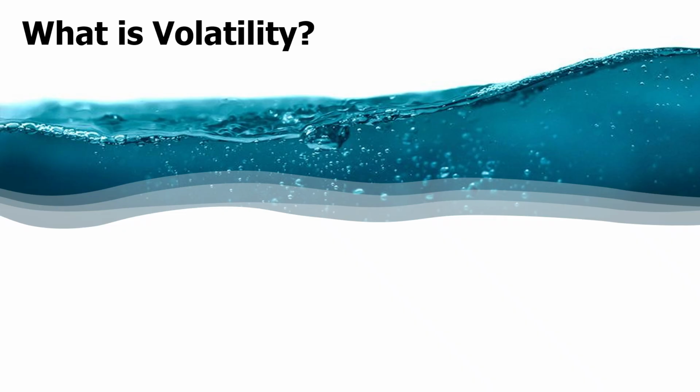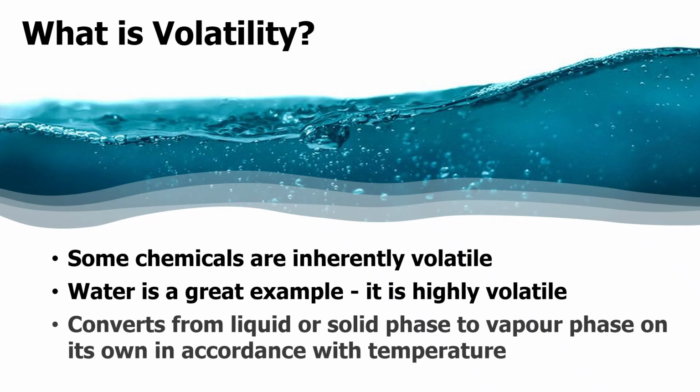So, what is volatility? It's a chemical term, and some chemicals, by their molecular nature, are just volatile. It's simply how they're put together. And you know one, the greatest example of volatility, it's water. Water is highly volatile. We know that it converts from a liquid or even a solid phase to a vapor phase, just because of temperature alone. If you don't believe me, boil some water, add heat, and it bounces off into the air. It's a volatile.